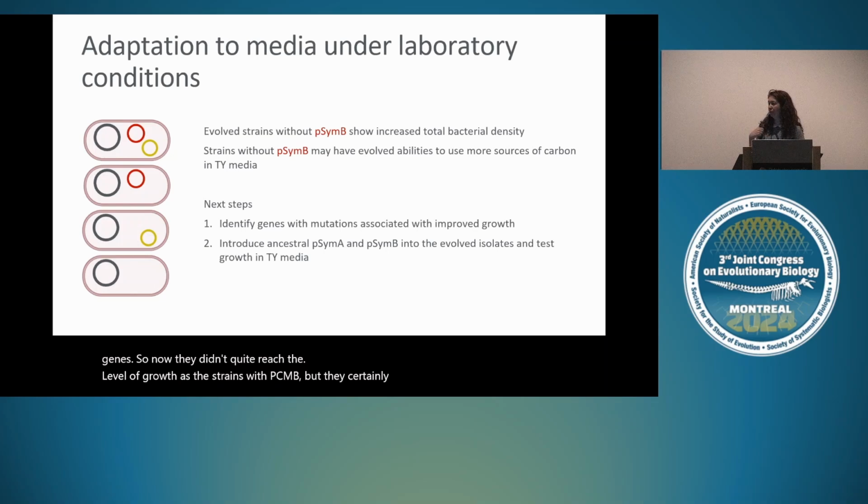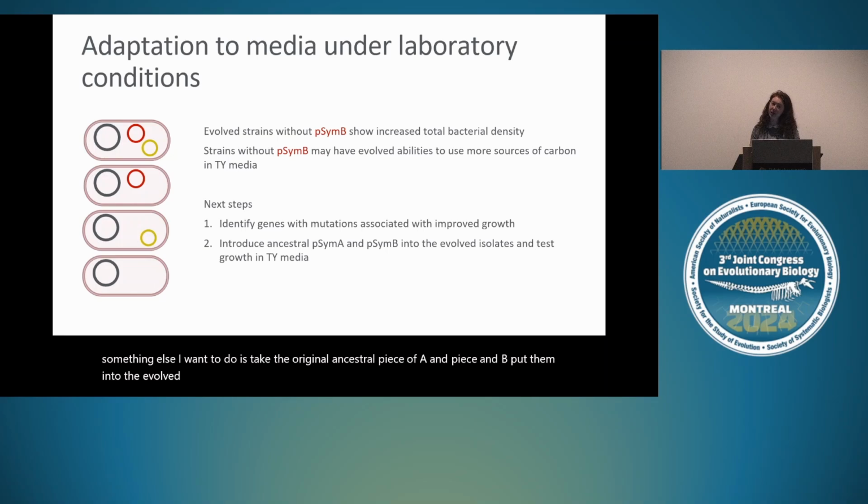So next steps will be to identify which mutations are associated with this improved growth. And then something else I want to do is take the original ancestral PSMA and PSMB and put them into the evolved isolates to see if those mutations only matter when the original genetic material isn't there, or if putting these plasmids back in just recovers it and those extra mutations don't matter.